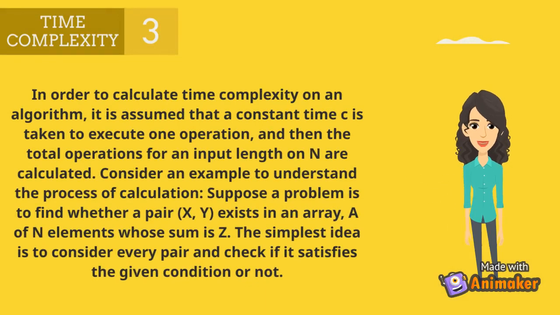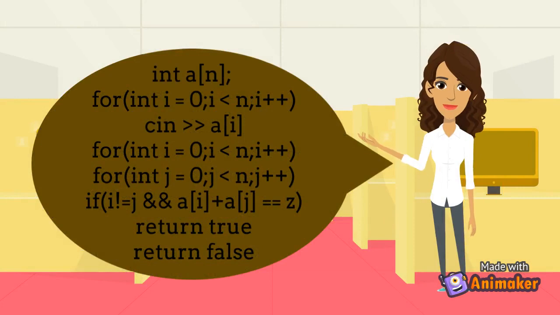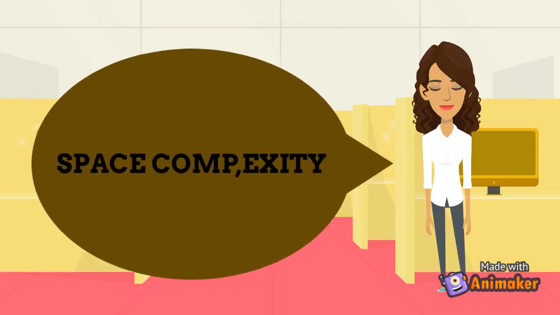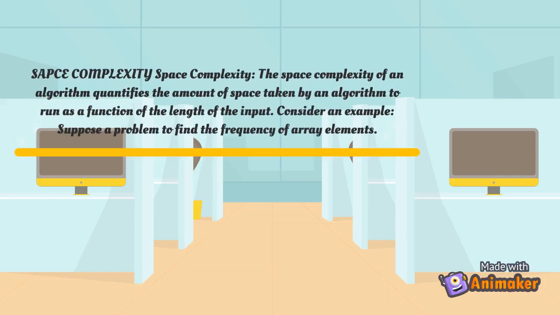In order to calculate time complexity of an algorithm, it is assumed that a constant time c is taken to execute one operation, and then the total operations for an input length of n are calculated. Consider an example to understand the process of calculation. Suppose... This is the example of time complexity.